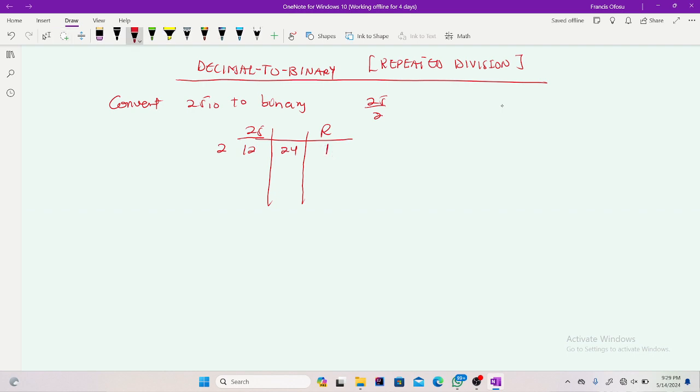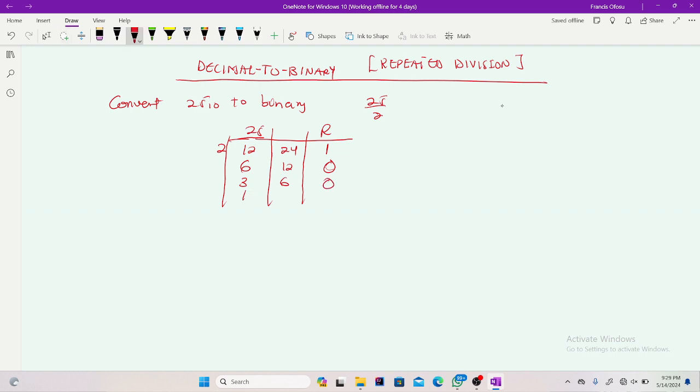Is that not it? Then you come again. So 2 goes into 12 how many times? 6 times, right? 2 times 6 is what? 12, right? So 12 minus 12 becomes what? 0. Is that not it? So our remainder is 0. 2 goes into 6 how many times? 3 times, right? 2 times 3 is what? 6. You write your 6 here. 6 minus 6 is what? 0.